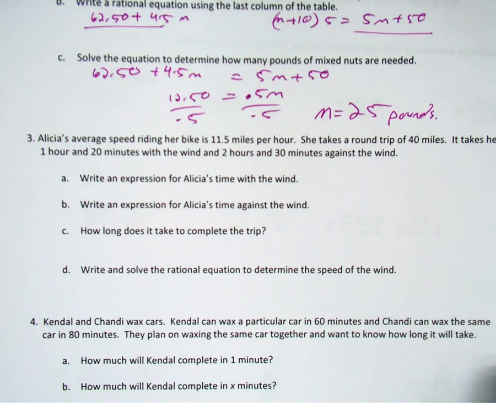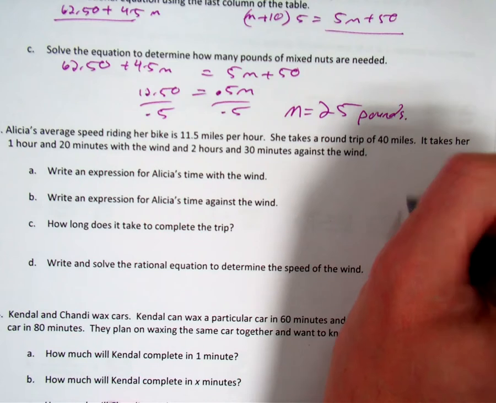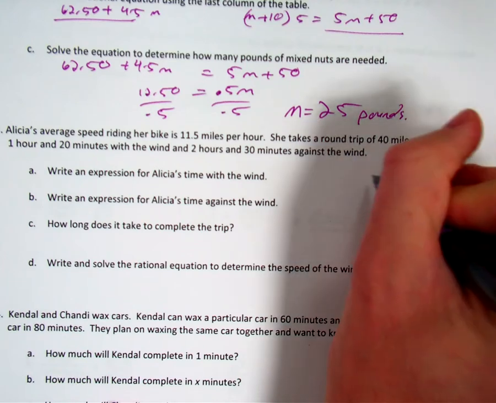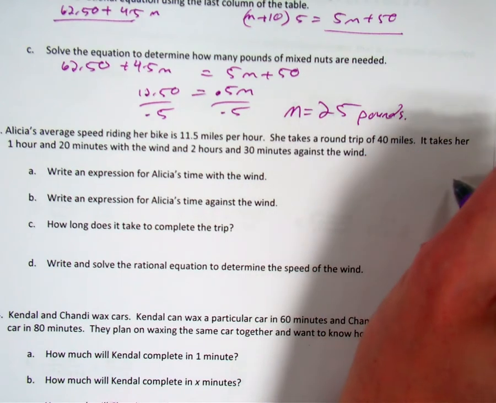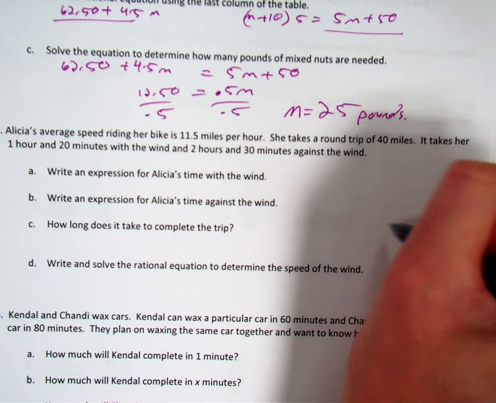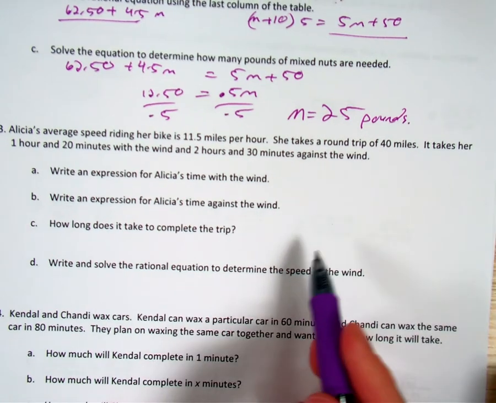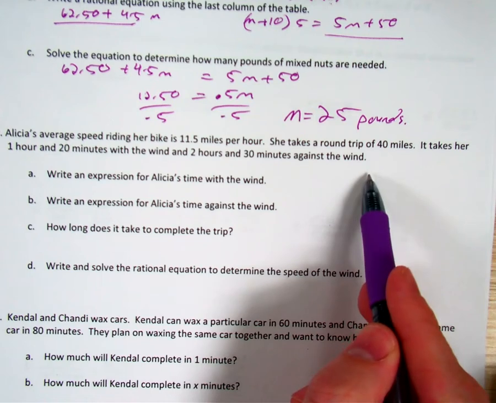11.5 miles per hour. She takes a round trip of 40 miles, okay? And what they're not telling you here is that this is like an out and back round trip. This isn't like a loop around several blocks. This is like you're on the trail and you go down to a certain spot, stop, and come back. Not a big loop like around the city, okay? So think of it as a straight line out and back.